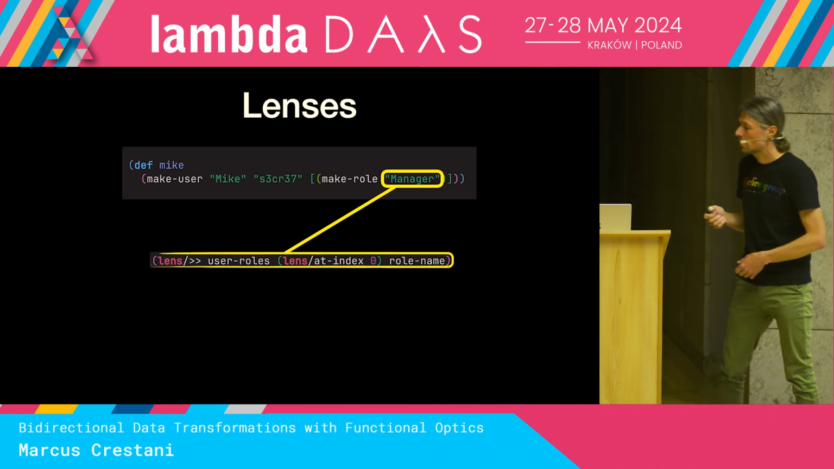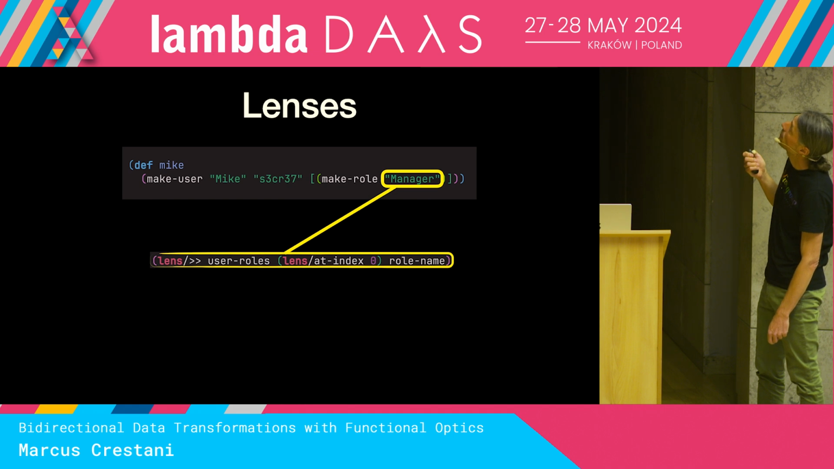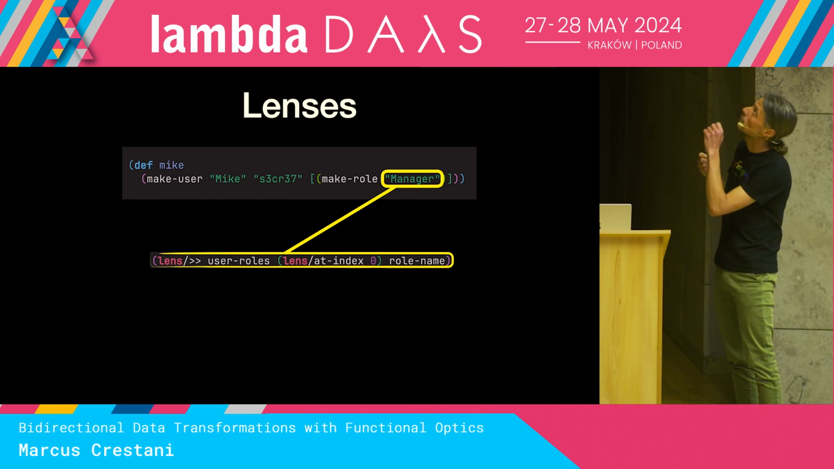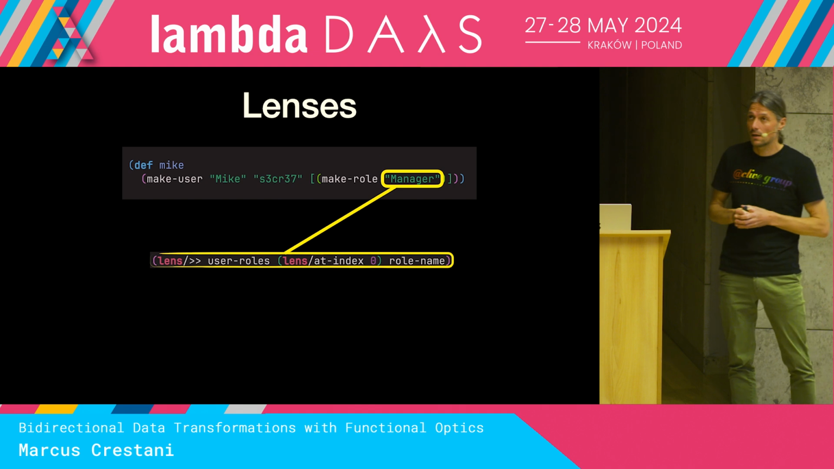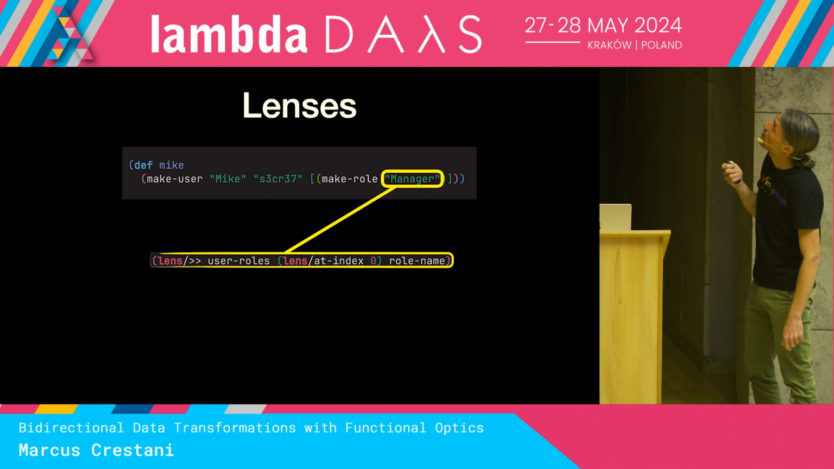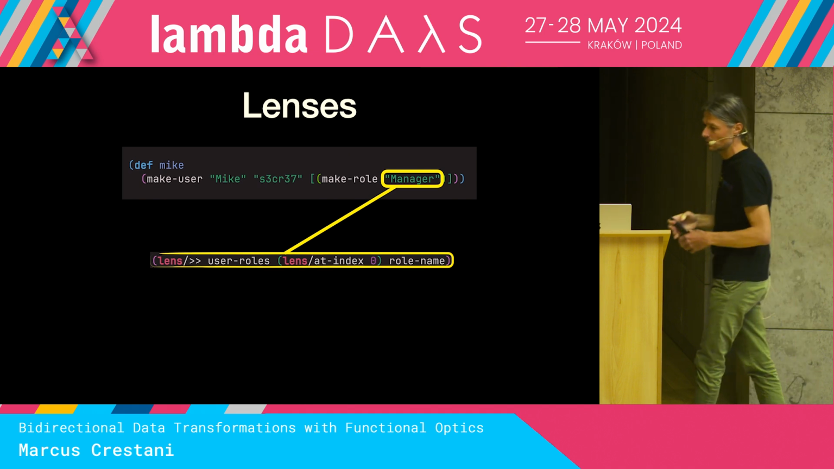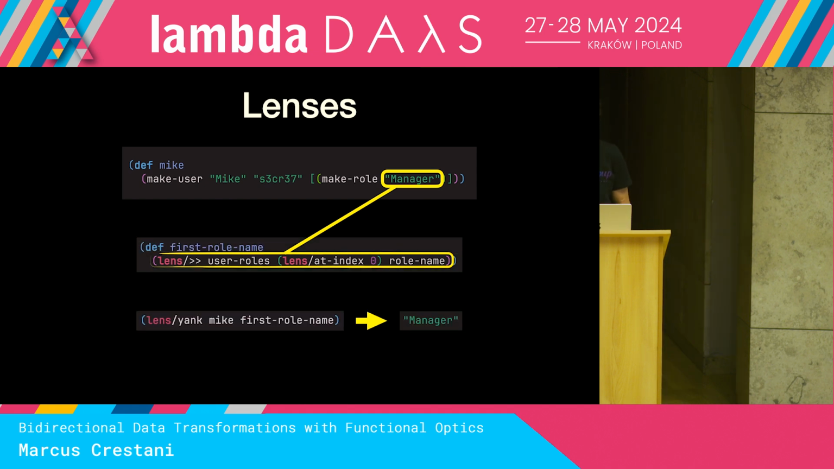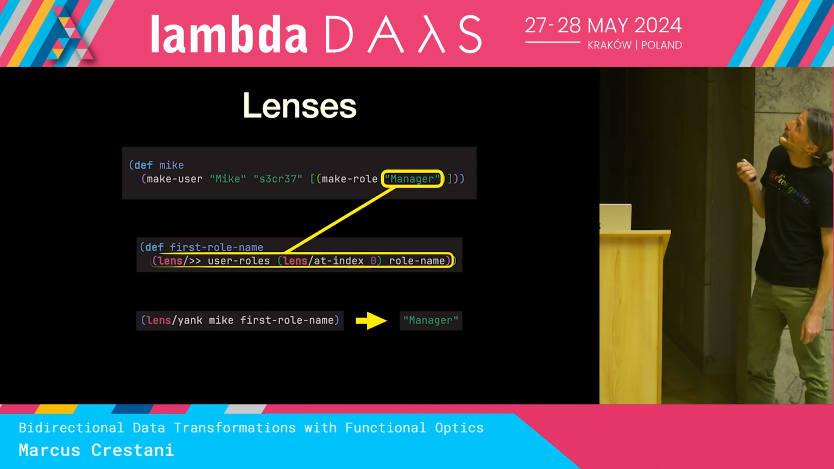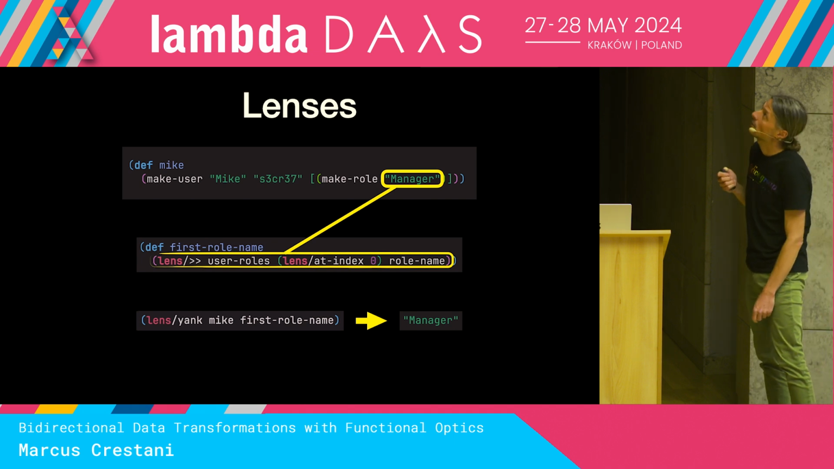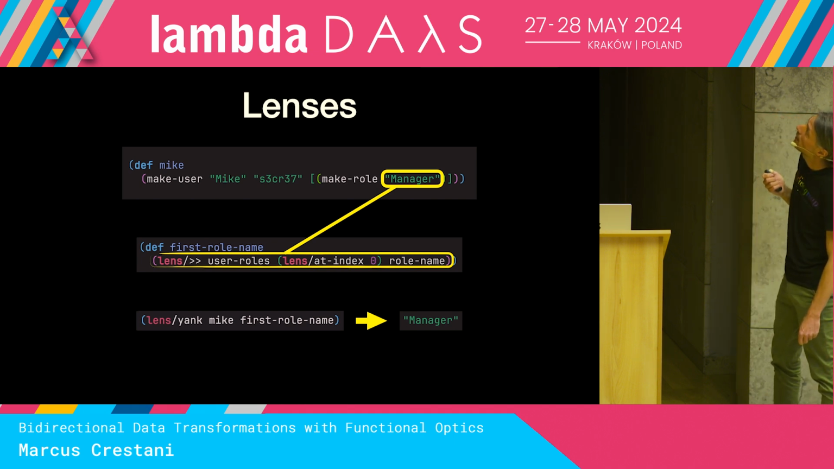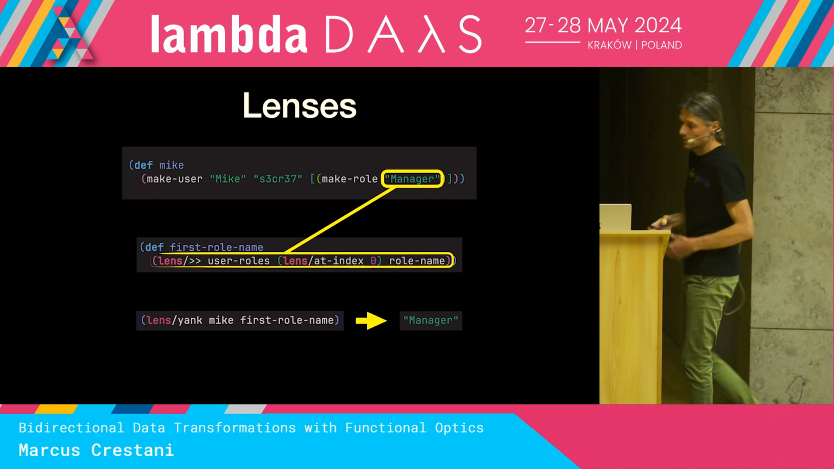And then again, when we sharpen the focus even more, when we concatenate the role name, the role name focuses on the actual name, the string in our role data structure. We have a lens that sharpens the focus on the role name of the first role in our user data structure. And we can use that composed lens like the lenses before. To use it more conveniently, we give it a name, first role name, and then we can yank the lens over our data structure, and we get manager back.